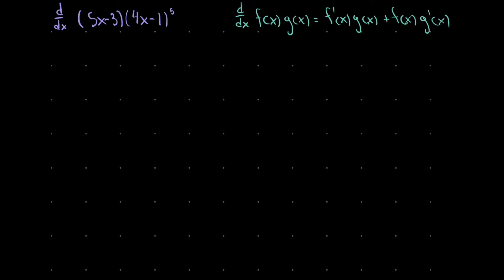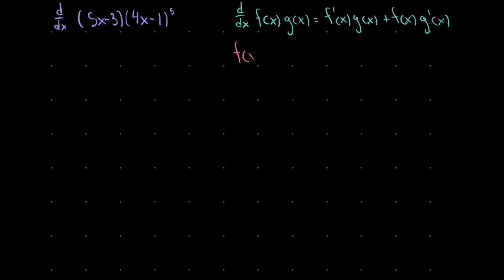Let's say we're asked to find the derivative of a product of functions. In this case, 5x minus 3 times (4x minus 1) to the power of 5. And so because we have a product, we need to use the product rule. Now, because we have a slightly bigger expression here, we'll write out all the intermediate steps first to simplify our calculating.